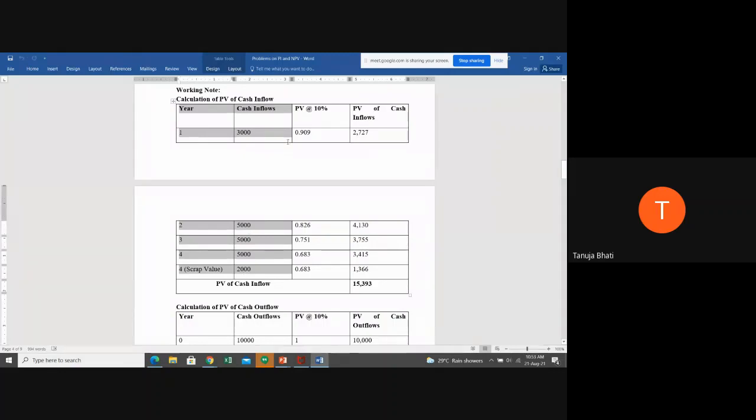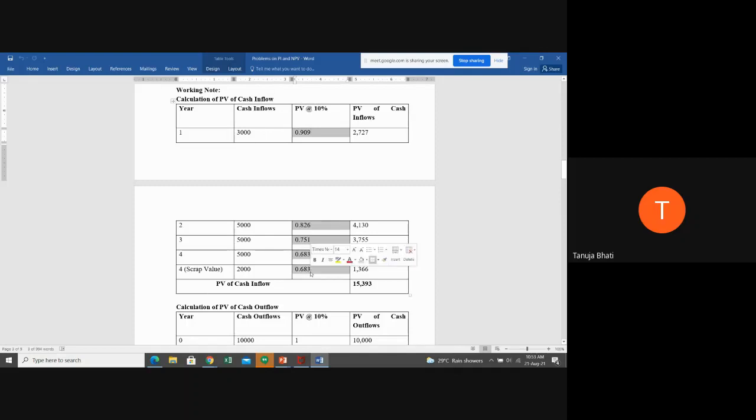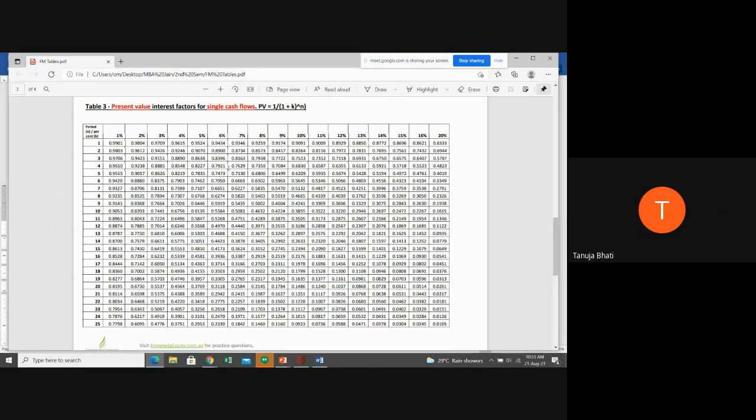Okay, next we need to take the discount rate and find the PV factors. So PV at the rate of 10% is already given as the rate of discount in the problem. Now quickly tell me which table I'm going to use for this. Which table number should I see for this? Table number 3. Agreed? Very good.